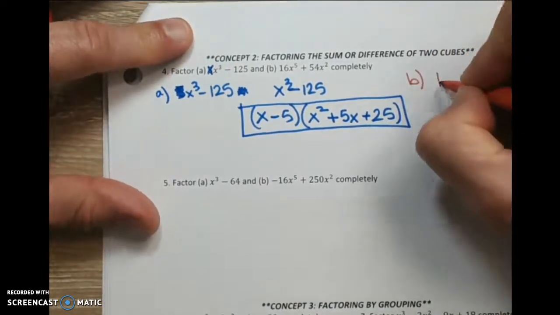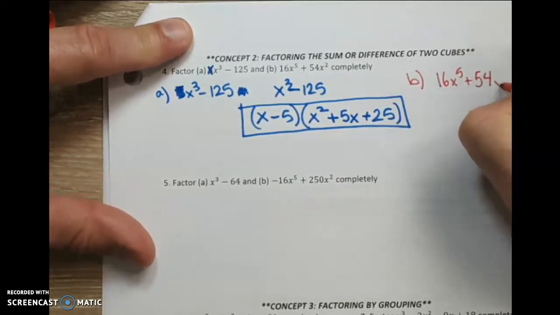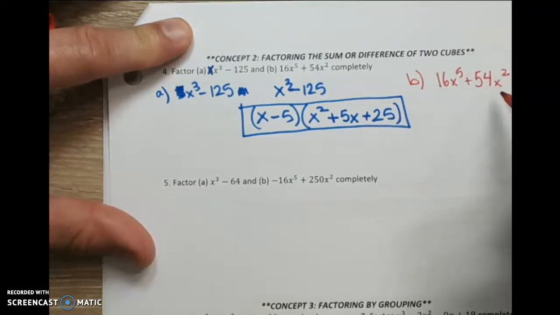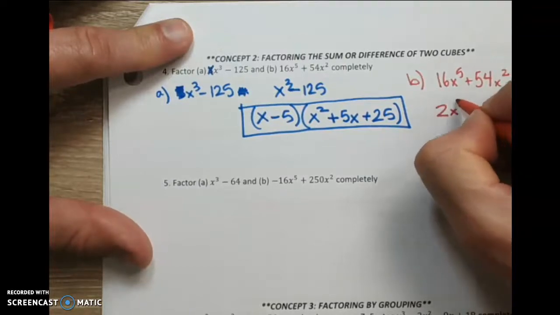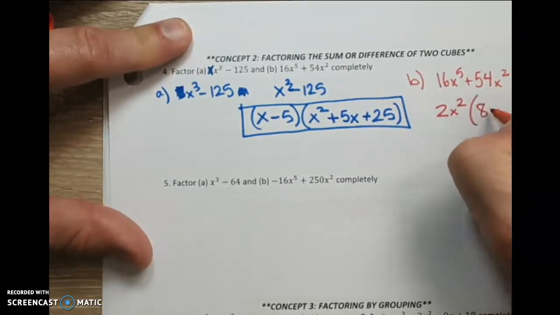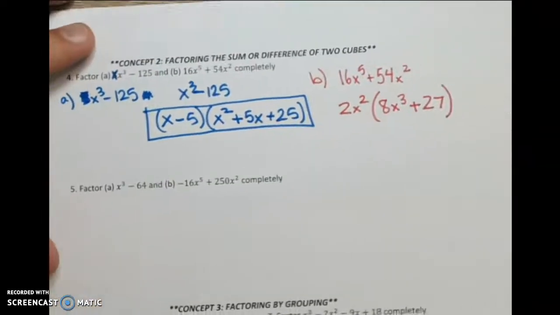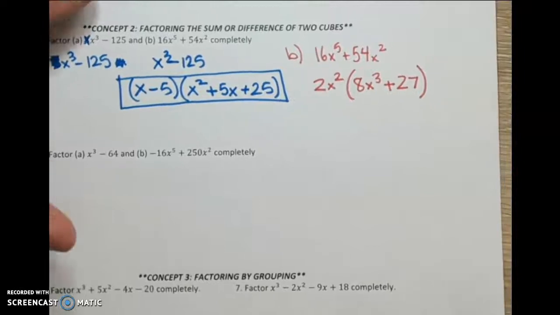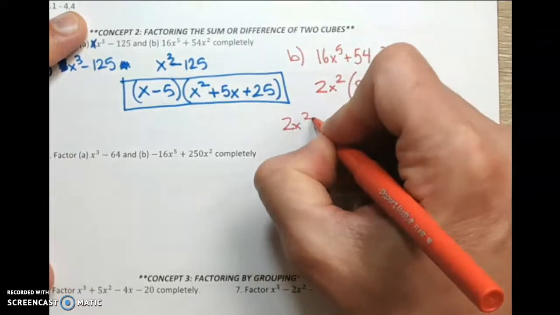Okay, this time I have 16x to the 5th power plus 54x squared. Well, I could definitely take an x squared, and they're both even, so at least I could take out 2. So let's take out 2x squared, and then I am left with 8x cubed plus 27. Now, this is my greatest common factor. I'm going to pull that over here.